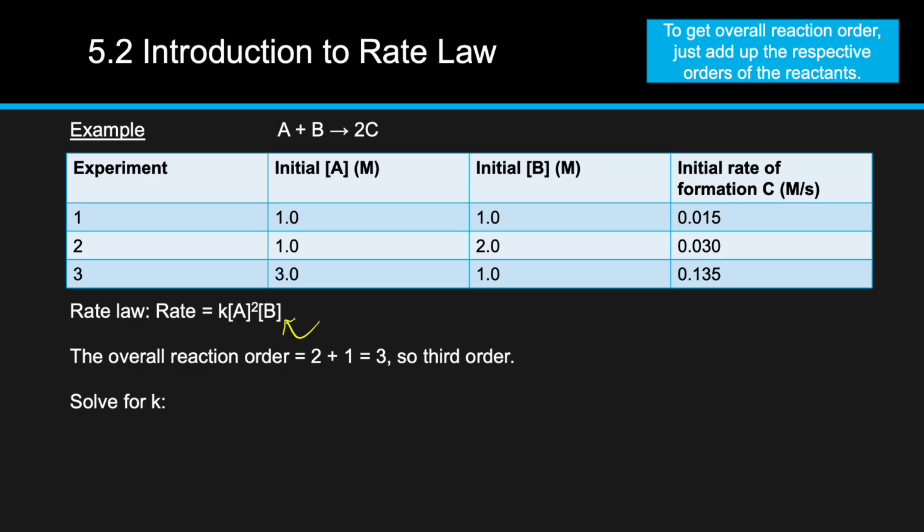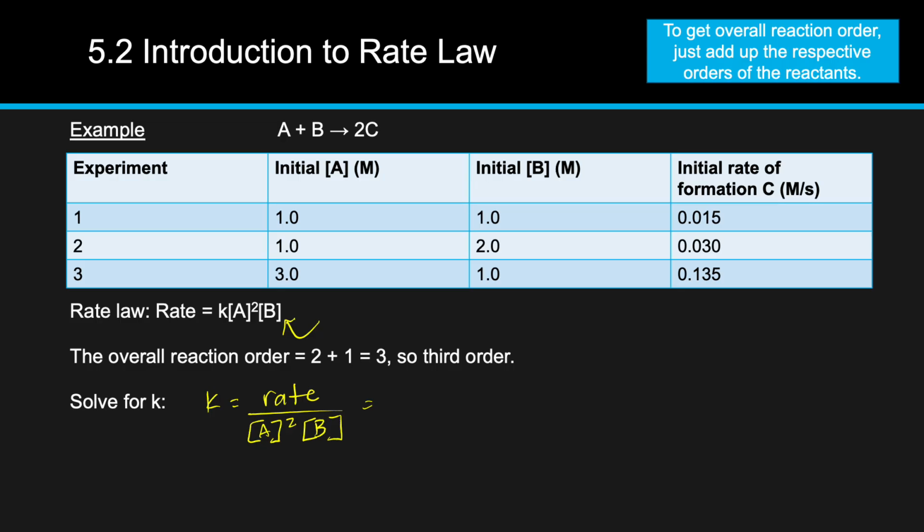So with this specific reaction, remember, if we want to get overall reaction order, we just add up the powers. So that's going to be 2 plus 1. So this overall reaction order is 3, or third order. So let's go ahead and solve for K. If we are going to reorganize this formula to solve for K, we're going to have K equals the rate divided by the concentration of A squared times the concentration of B.